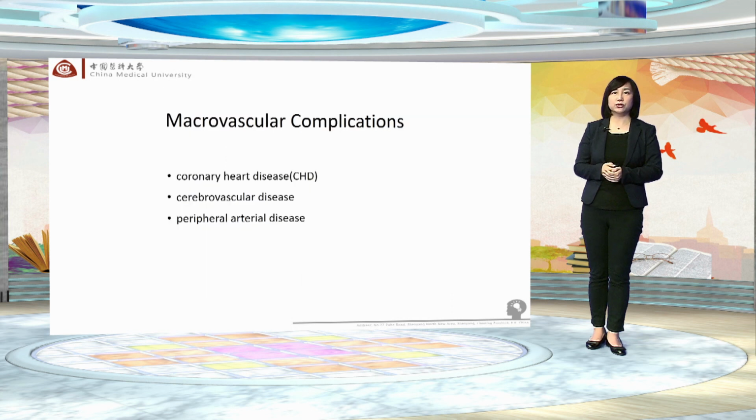ASCVD is defined as coronary heart disease, cerebral vascular disease, or peripheral arterial disease presumed to be of atherosclerotic origin. It's the leading cause of morbidity and mortality for individuals with diabetes. Unlike microvascular disease, which occurs only in patients with diabetes mellitus, macrovascular disease is thought to broadly resemble that found in subjects without diabetes, although even this general pathologic finding remains inconclusively established.